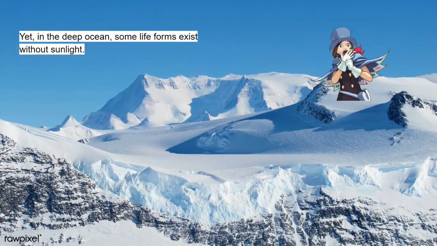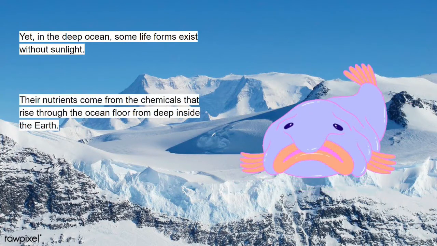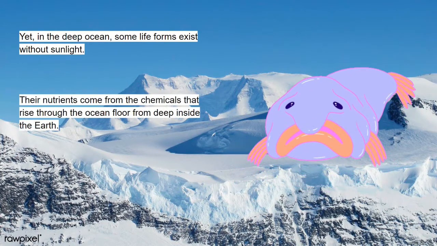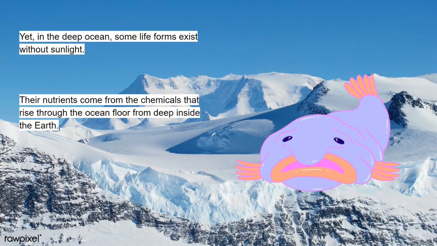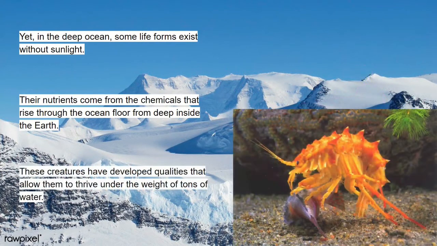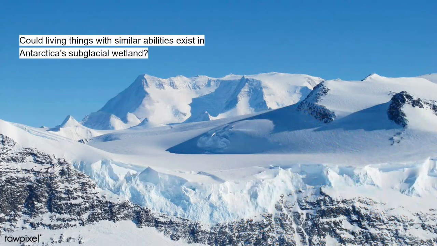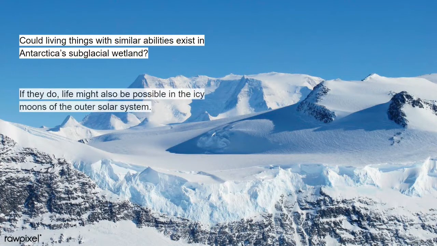Yet, in the deep ocean, some life forms exist without sunlight. Their nutrients come from the chemicals that rise from the ocean floor, from deep inside the earth. These creatures have developed qualities that allow them to thrive under the weight of tons of water. Could living things with similar abilities exist in Antarctica's subglacial wetland? If they do, life might also be possible in the icy moons of the outer solar system.